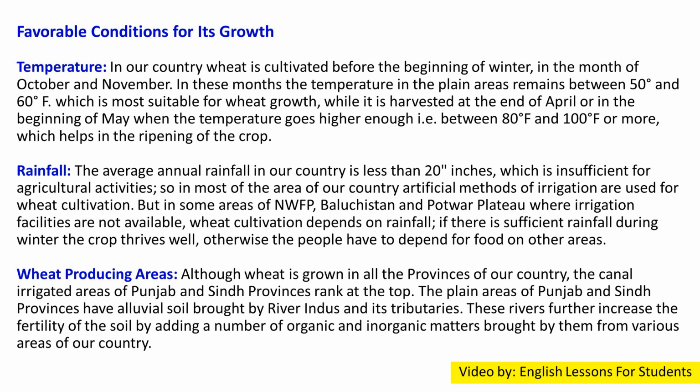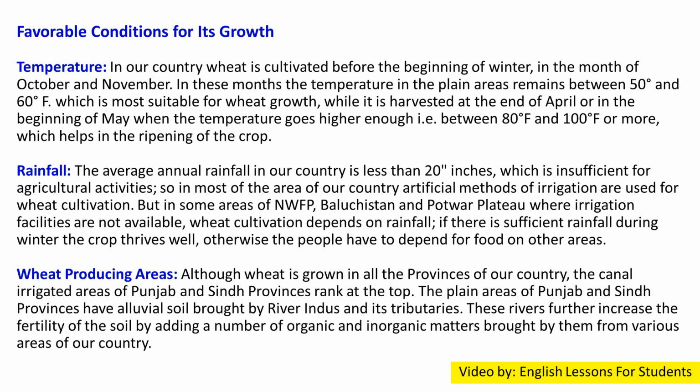Favorable conditions for its growth. Temperature. In our country, wheat is cultivated before the beginning of winter in the month of October and November. In these months, the temperature in the plain areas remains between 50 and 60 Fahrenheit, which is most suitable for wheat growth. While it is harvested at the end of April or in the beginning of May, when the temperature goes higher enough between 80 Fahrenheit and 100 Fahrenheit or more, which helps in the ripening of the crop.